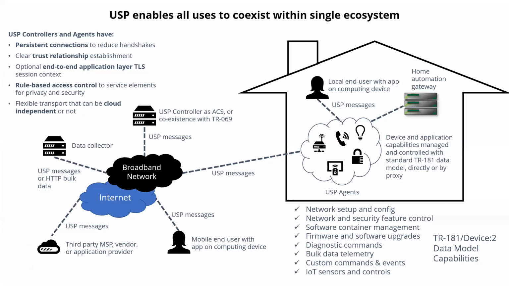What does that look like? Well, it really just means that USP is enabling all of these use cases to exist in a single ecosystem. So you can see here that there's a couple different kinds of controllers in different places doing different things.